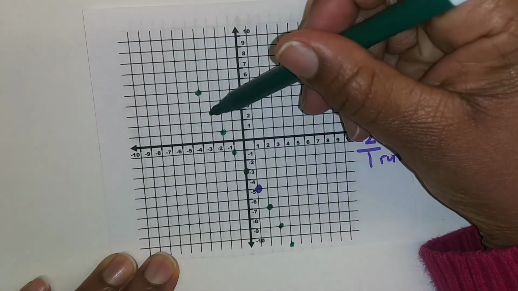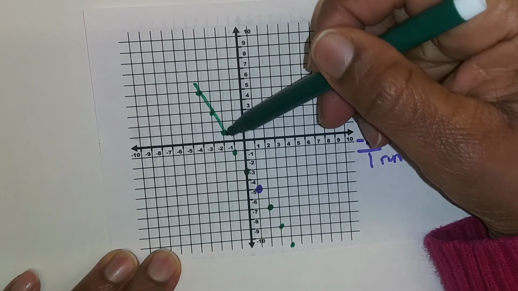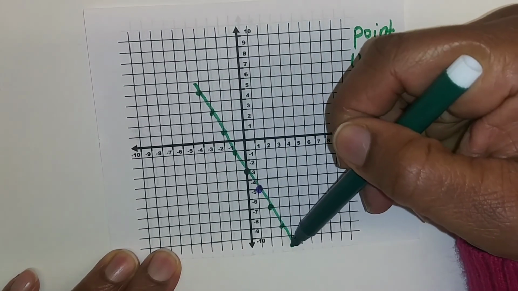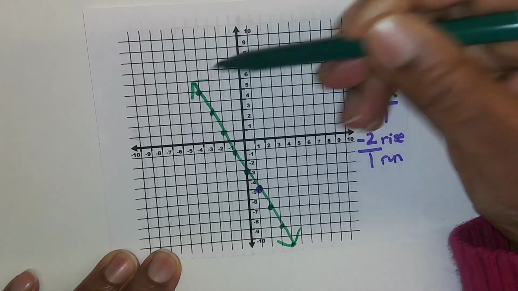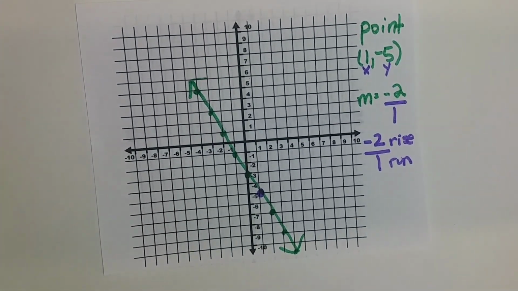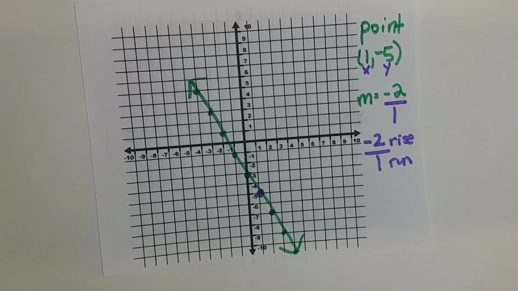Once I get those points, I'm just going to connect my points, put my arrows on either end, and that is how you graph a line given its slope and one other point on a line.